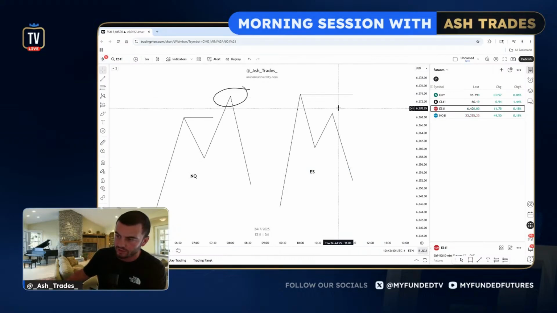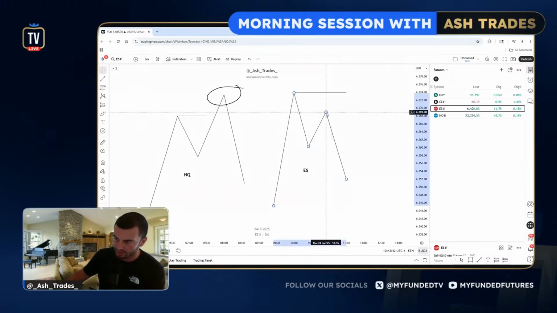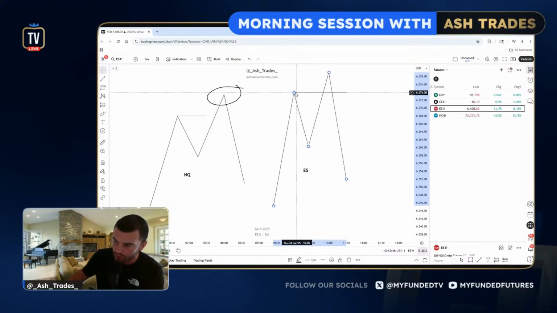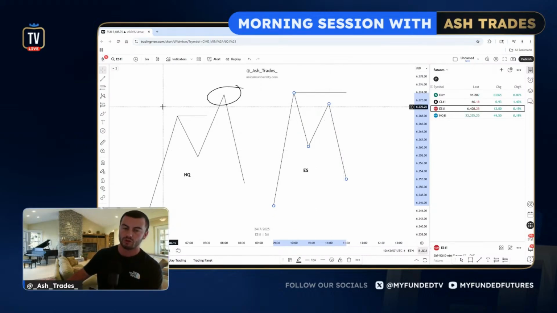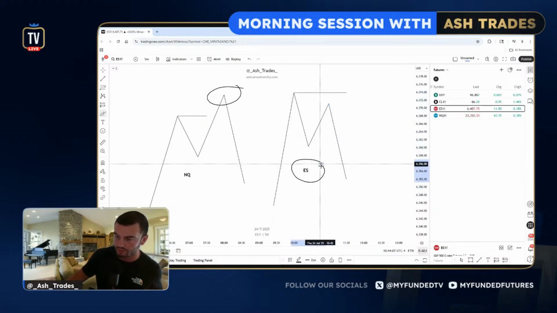The pair that creates the failure swing, right? This is a failure swing right here, meaning it failed to go above this high. That's why I'm calling it a failure swing. The pair that has the failure swing, this is the weaker pair. Okay, so when I have a bearish bias, that's when I'm looking to take shorts. When I'm looking to take shorts, I'm looking to short the weaker pair. Now, just for this example, ES is the weaker pair.